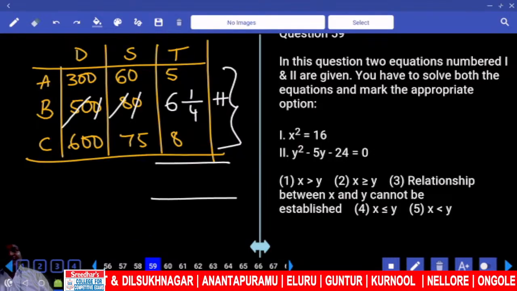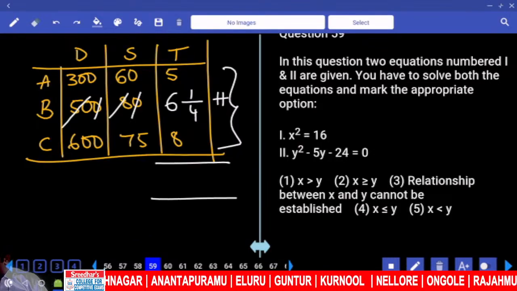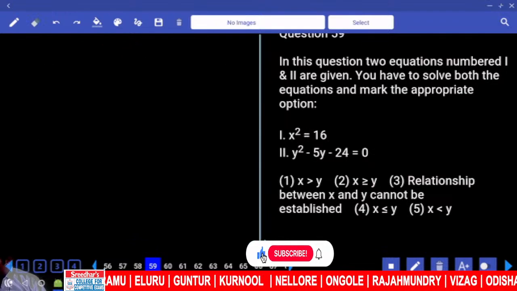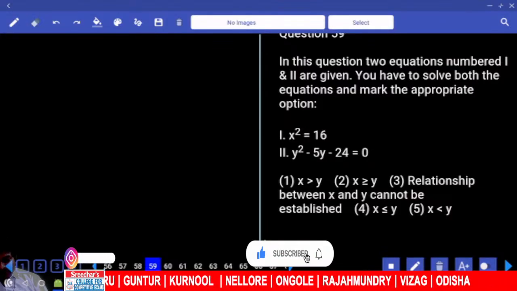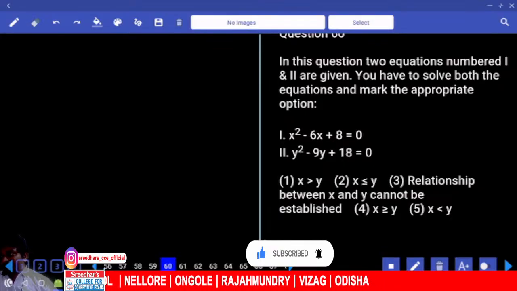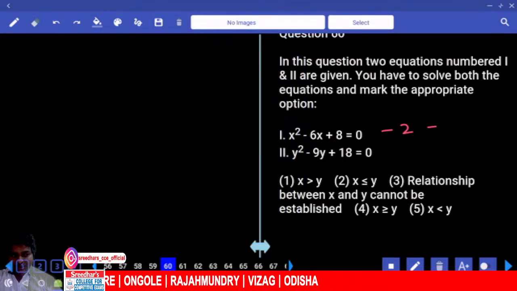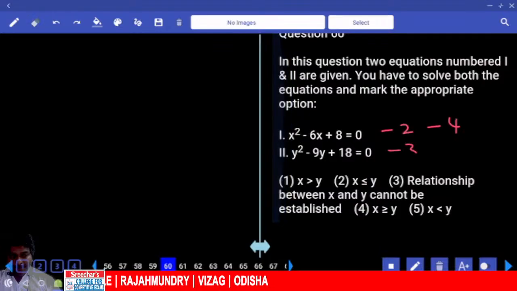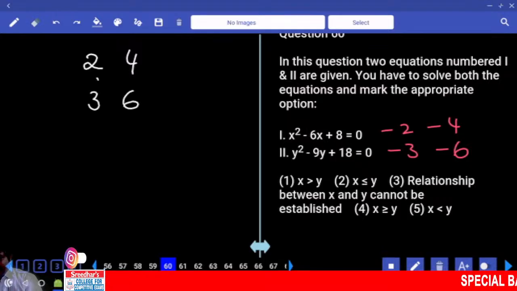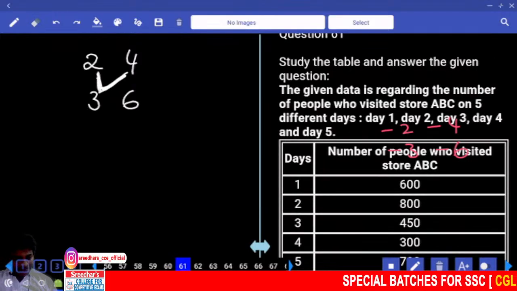If 16 goes to the left hand side, what is the C value? Negative. For the y square equation, the C value is also negative. When both are negative, there is no relation. Product must be 8, sum must be -6. -2, -4, -3, -6. Factors are 2, 4, 3, 6. Enough to answer the question? No relation.